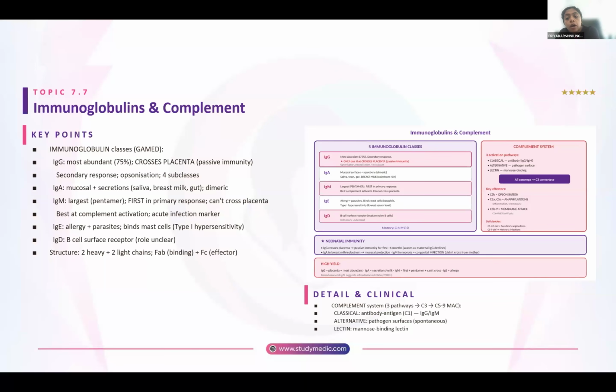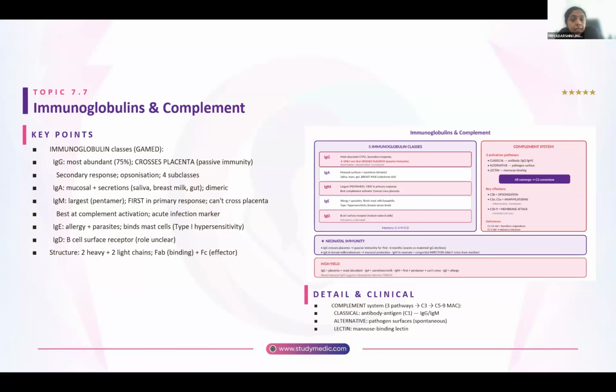Now coming to the complement system. If you look at the complement system, there are 3 activation pathways. We have the classical, which is your antibody driven pathway, which is your IgG or IgM. Now you have your alternate pathway, which is your pathogen surface derived pathway, and you have your lectin mannose binding pathway. All of them converge at one point, which is your C3 convertase.